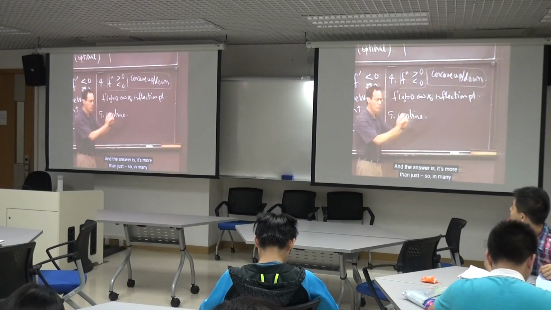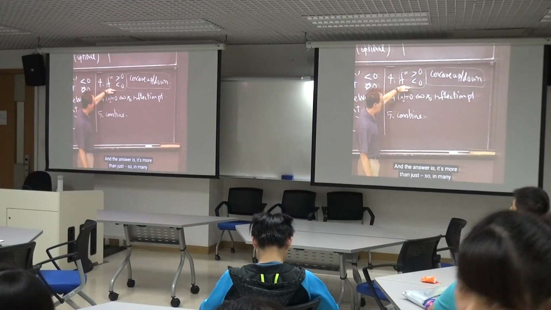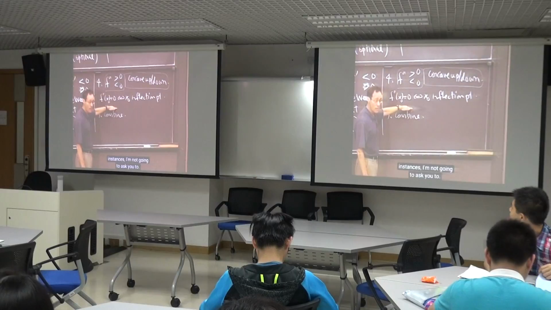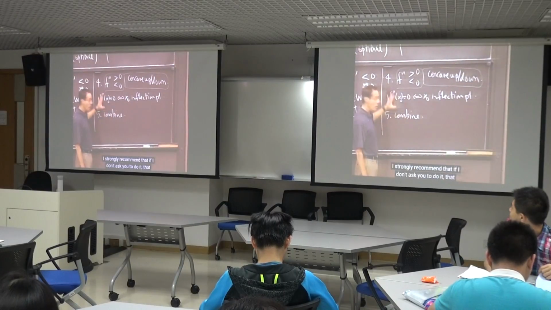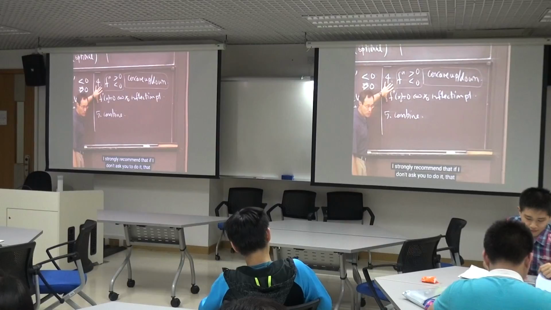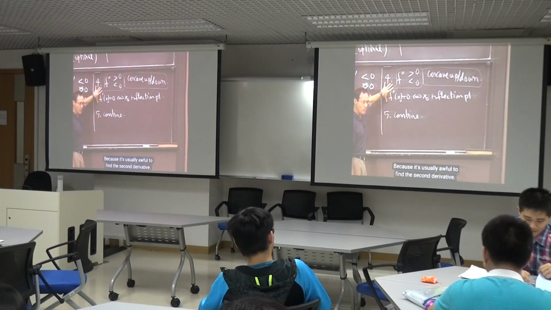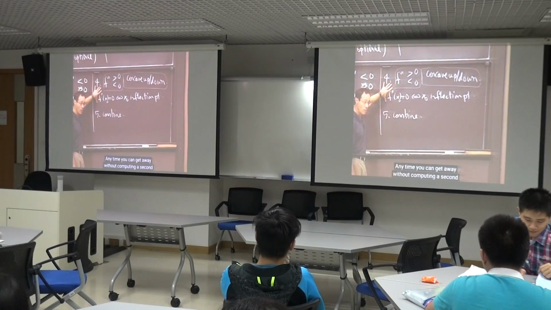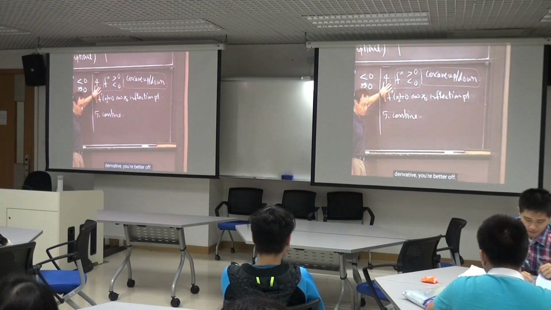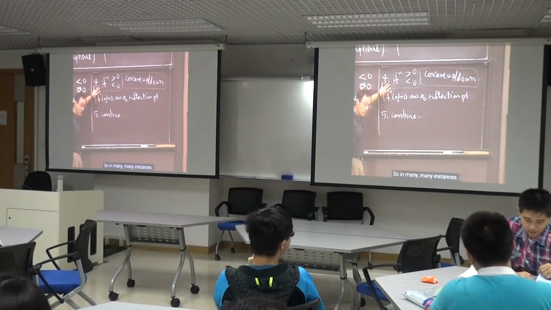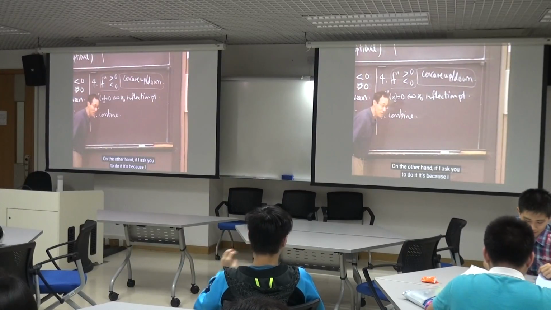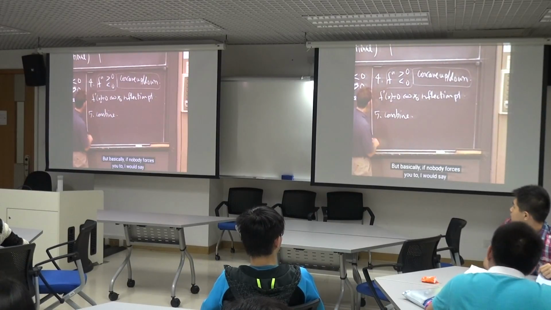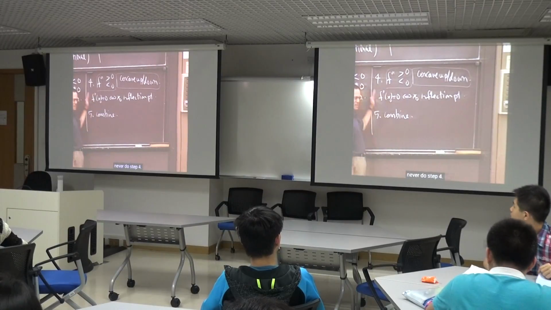in many instances, I'm going to ask you to find these things. In many instances, I'm not going to ask you to. I strongly recommend that if I don't ask you to do it, that you not try, because it's usually awful to find the second derivative. Anytime you can get away without computing the second derivative, you're better off. On the other hand, if I ask you to do it, it's because I want you to have the work to do it. But basically, if nobody forces you to, I would say never do it.